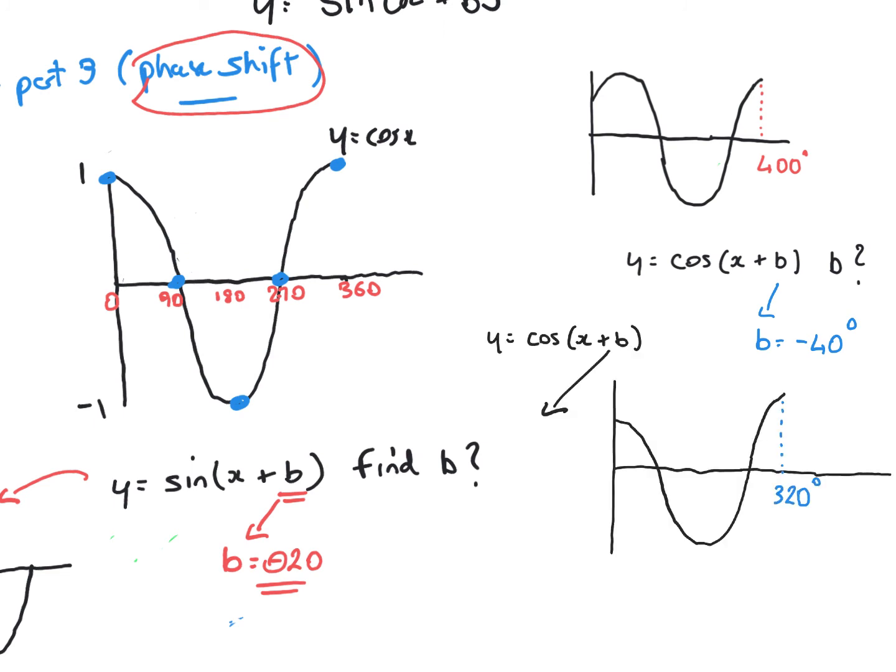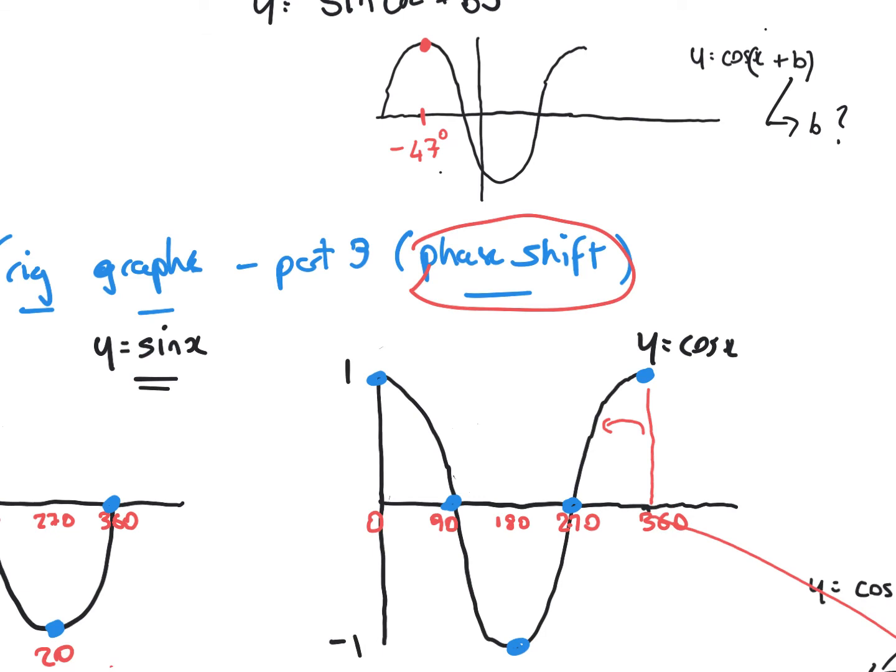Okay, next one. We can see that the curve finishes at 320, but the curve should finish at 360, so that means it's been pulled back, pulled to the left from 360 to 320, so it's been pulled to the left by 40 degrees, that's in the negative direction by 40 degrees, which means B is plus 40.